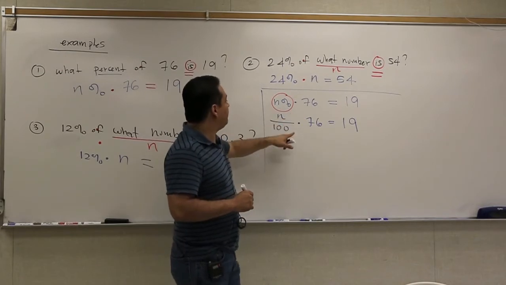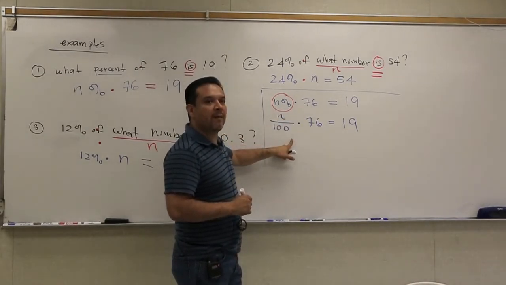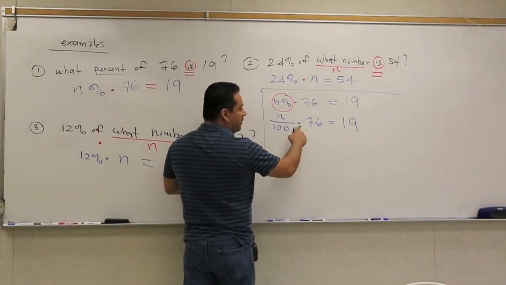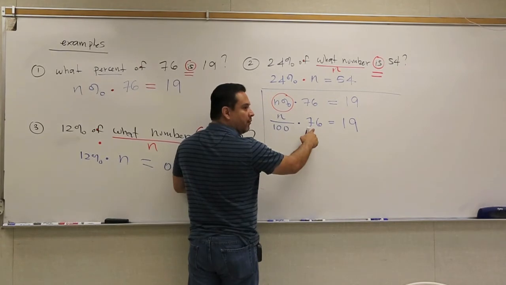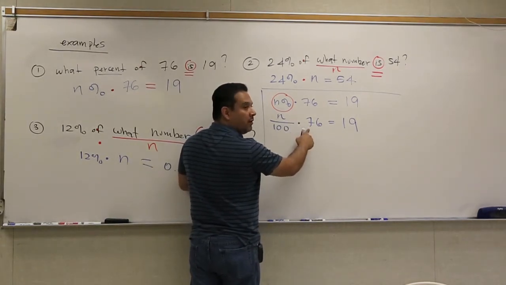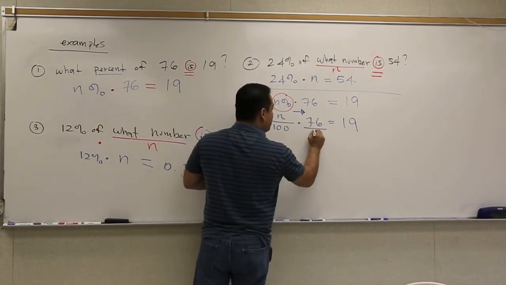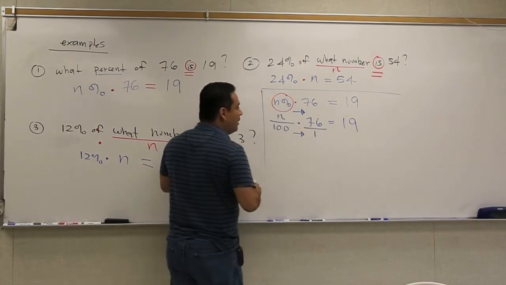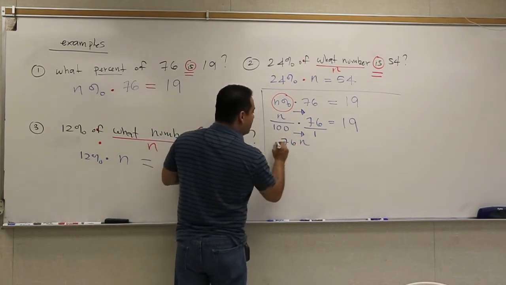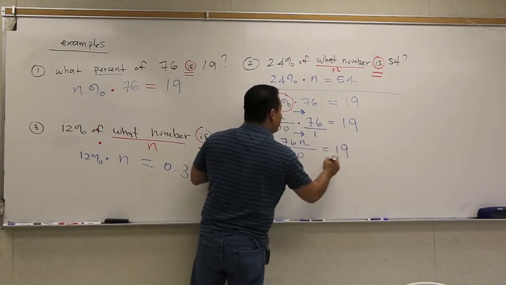All right, here we go. What could we do here? There's a couple of things. Algebraically, this kind of looks like, well, this is a fraction multiplied with a whole number. Is that right? So how do you multiply a fraction with a whole number? Don't you multiply straight across? You guys know what I'm saying? 76 over 1. Don't you multiply straight across? So in some ways, we can write this as 76n over 100 equals the number 19.